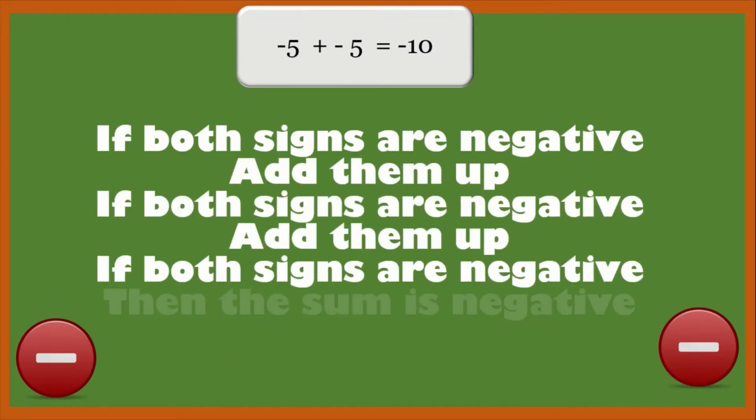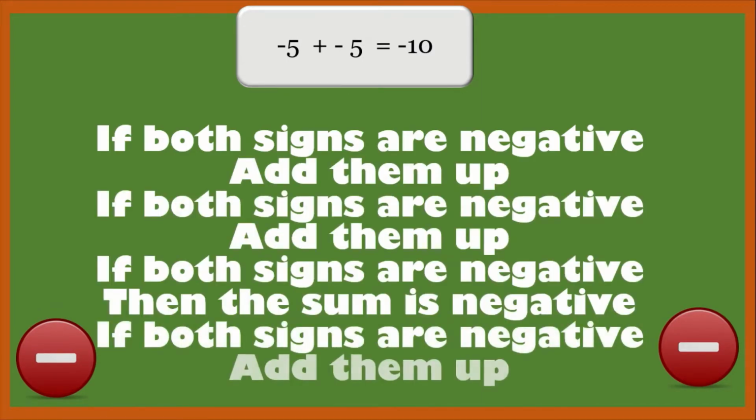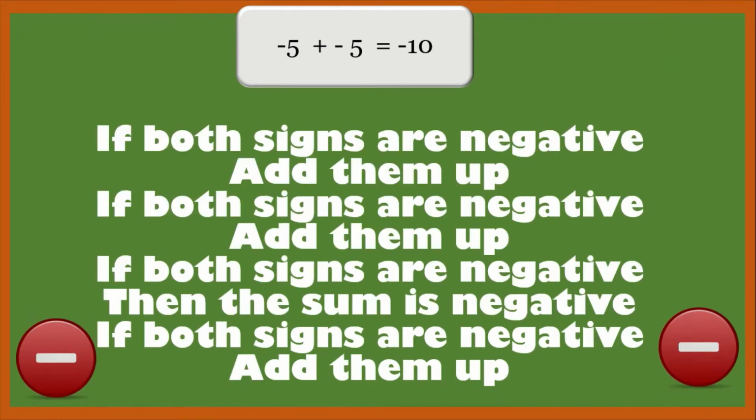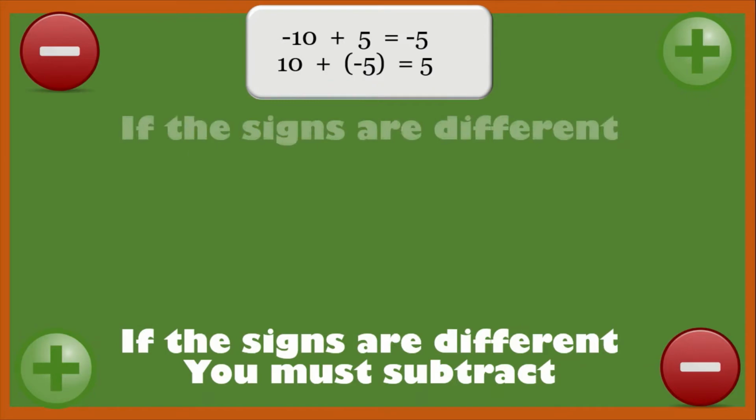If both signs are negative, add them up. If both signs are negative, then the sum is negative. Let's repeat. If both signs are negative, add them up. If both signs are negative, then the sum is negative.